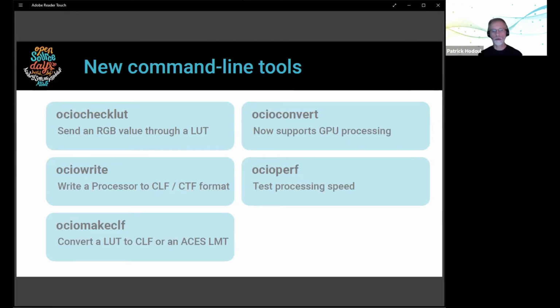OCIO checkLUT also allows sending a numeric RGB value through a LUT file, which is often useful to troubleshoot problems. It also checks the LUT syntax for errors. OCIO write will build an OCIO processor from arguments such as source and destination color space, and then serialize the resulting operators in an XML file in either CLF or CTF format. This allows one to see the exact operators OCIO is using to perform a specific color space conversion, and is very useful when troubleshooting.